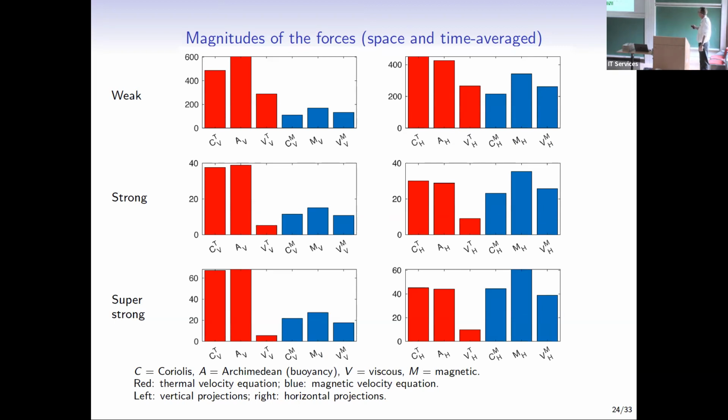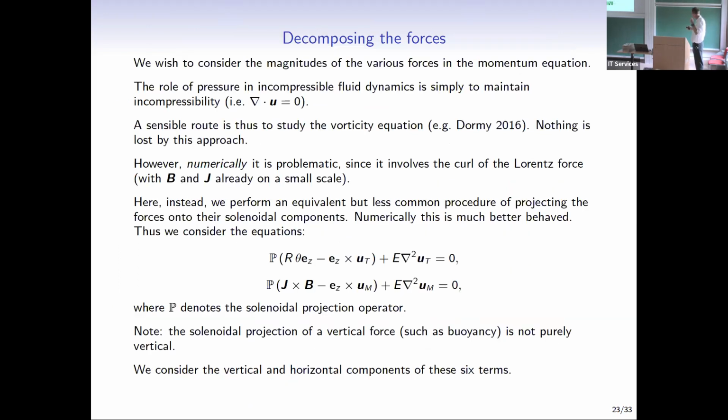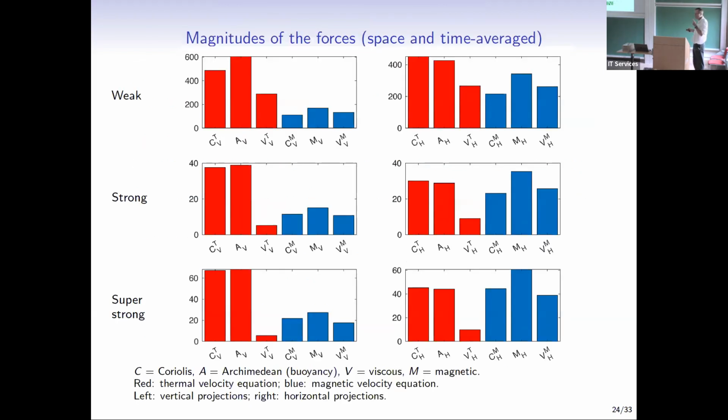So what's going on in these things? On the left are the vertical projections, on the right are the horizontal projections. The red is the thermal velocity equation, the blue is the magnetic velocity equation. So let's look at this one. In the weak field dynamo, viscosity is still important in the thermal equations. The interesting thing that you can really see is that as you go from weak to strong to super strong, this term, the viscosity in the thermal equation, goes to 0.